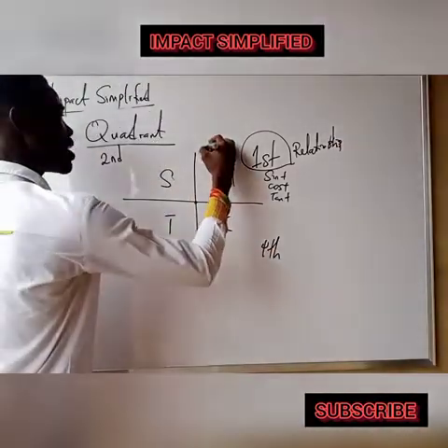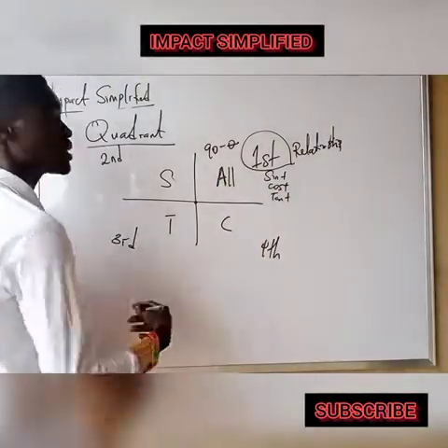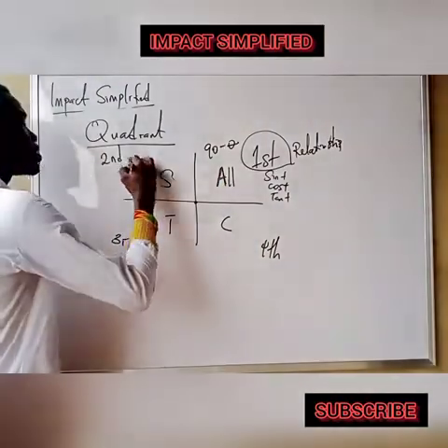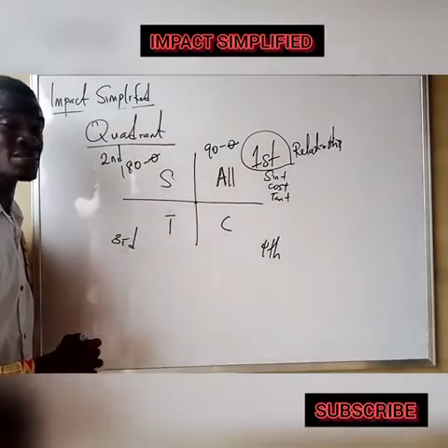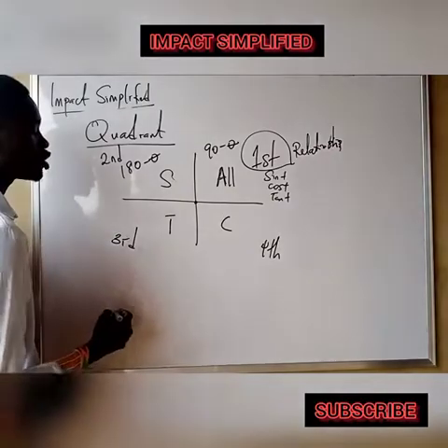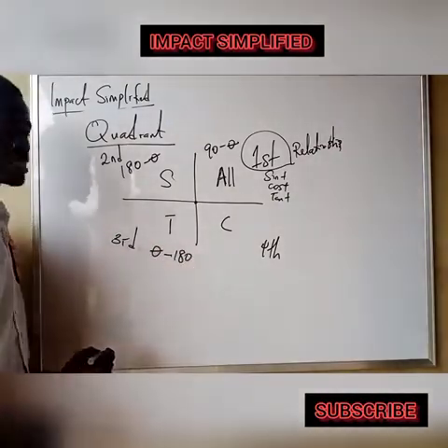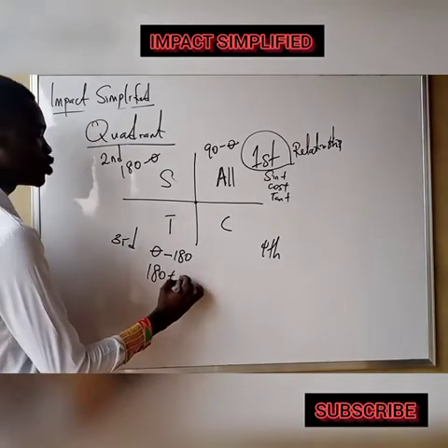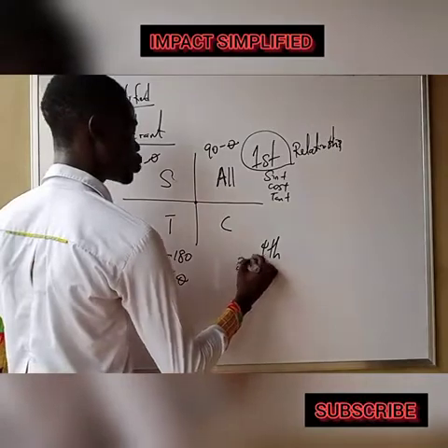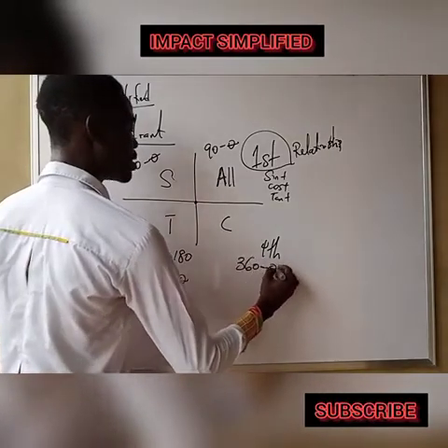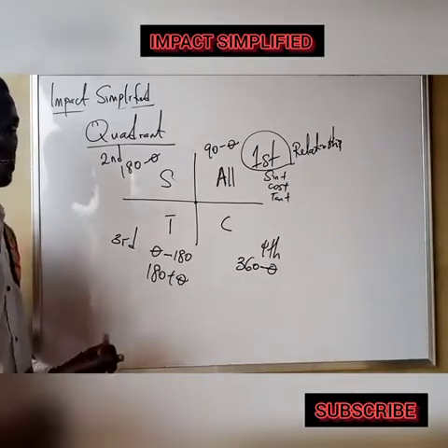Now, this first quadrant again, we need to know that the angle combination is 90 minus theta. This second quadrant, the angle combination is 180 minus theta. This third quadrant, the angle combination there is theta minus 180, and some textbooks also use 180 plus theta. And this fourth quadrant, we have it as 360 minus theta.